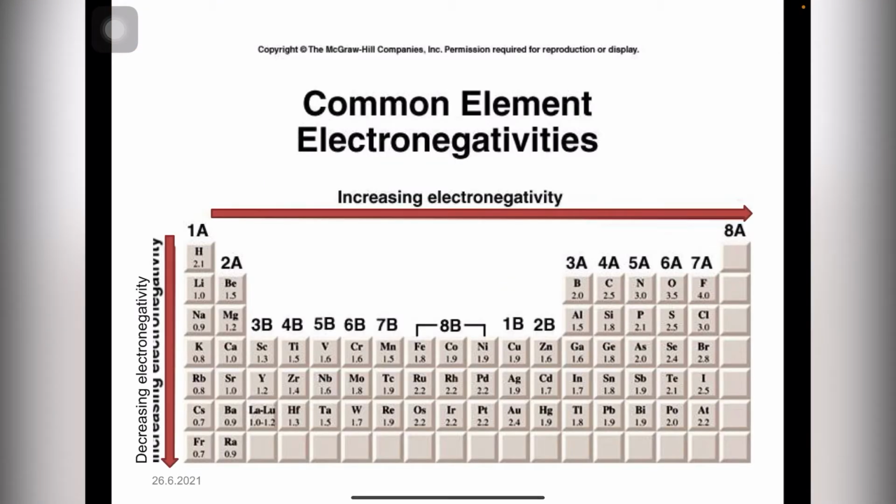So this is the common trend of element electronegativity across a period and down a group. Across a period, we can see that the electronegativity increases, but actually each element has its own value of electronegativity. And down a group, the electronegativity decreases. This relates to the size.